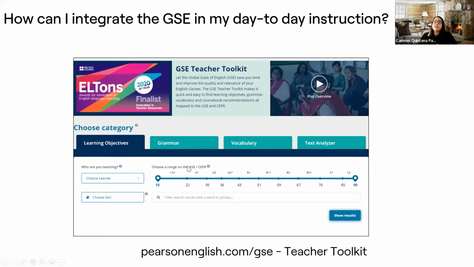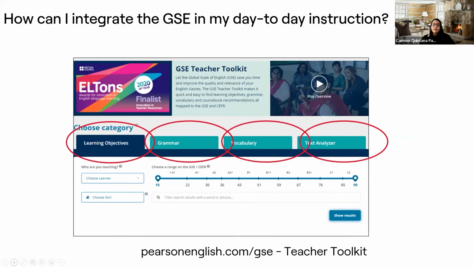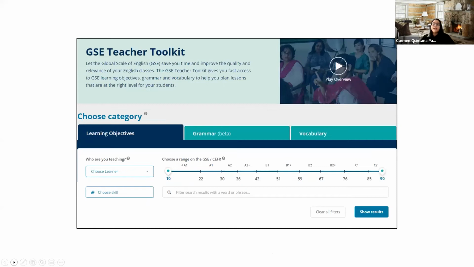You can also decide to focus on grammar and vocabulary. You can also choose the type of learner, and you can also choose the skill that you like to focus on. So all these things are available, and this is a free tool available on our website that you can use as many times as you want, and you can download from it what you need for your classes.